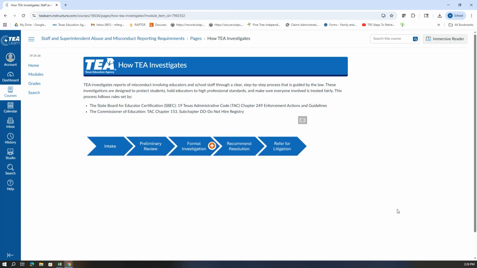How TEA investigates. TEA investigates reports of misconduct involving educators and school staff through a clear step-by-step process that is guided by the law. The investigations are designed to protect students, hold educators to high professional standards, and make sure everyone involved is treated fairly. This process follows rules set by SBEC and the Commissioner of Education in the Do Not Hire registry.